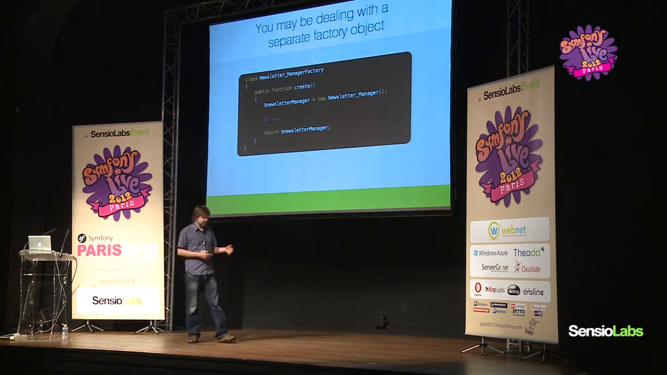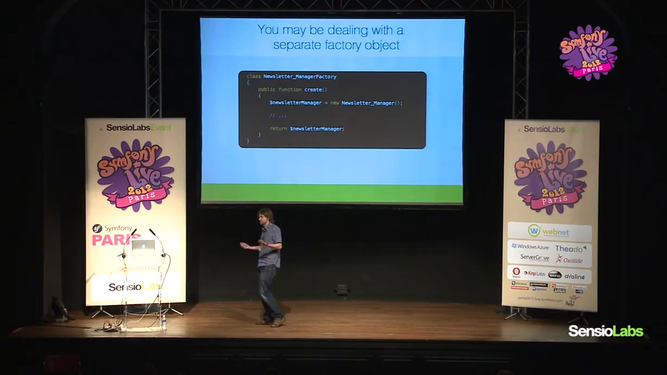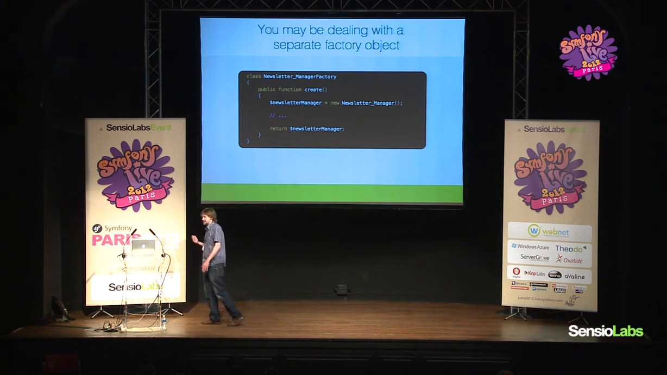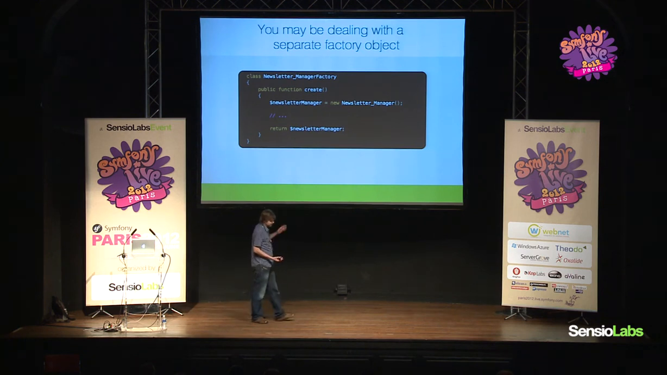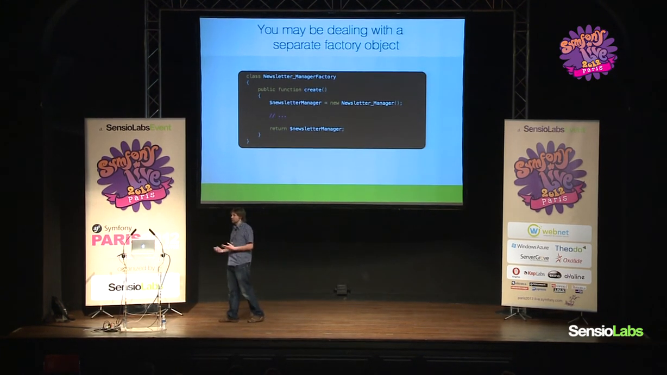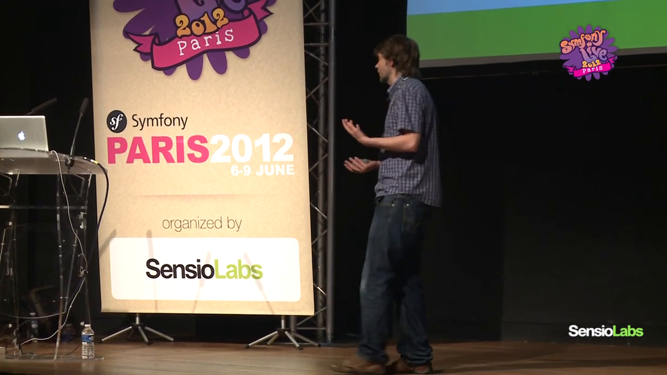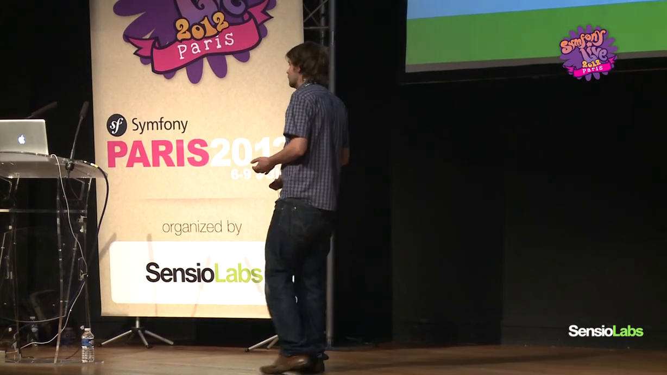Now, let's say the maintainers of this library have realized that we're not that happy using static methods because they're a bad thing. And they've also realized that having the newsletter manager itself deal with its own creation is not ideal. It's breaking the single responsibility principle, all these sort of things. So they've moved to using a separate factory class. And it's not a static method anymore. So we need to actually have an instance of the factory class in order to be able to create the newsletter manager.